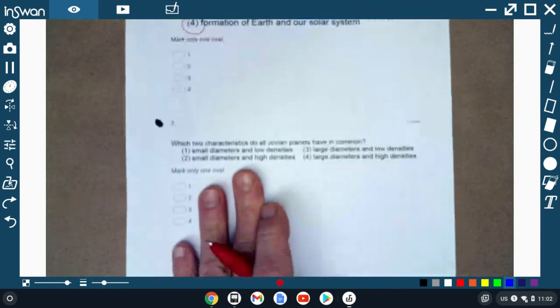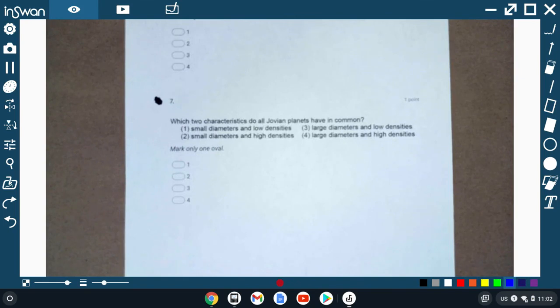Question 7. Which 2 characteristics do all Jovian planets have in common? Well, we have that in our notes. Something that they're all similar in is that they are very big. So their diameters, the distance from one side of the circle, if you draw a line through to the other side, is going to be the diameter. But they also have low density.